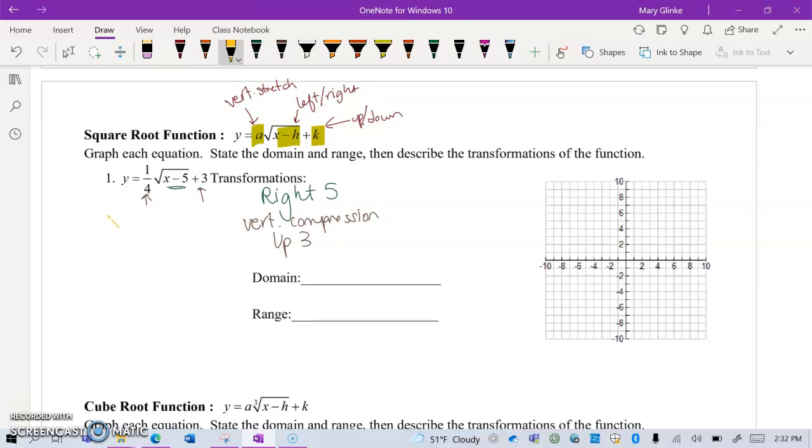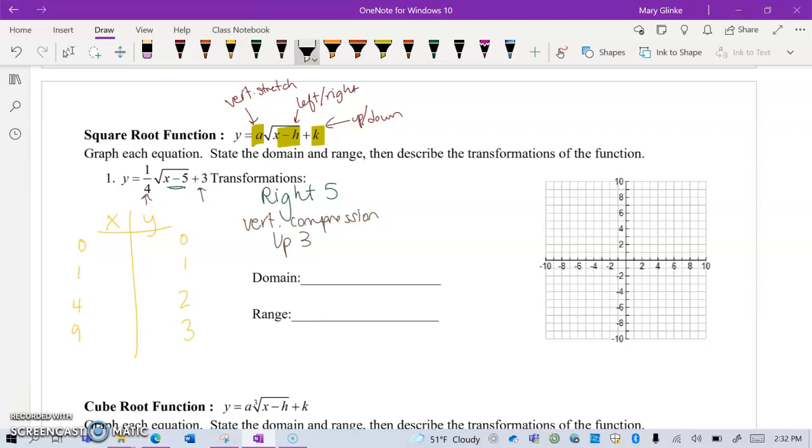Normally, my table of values for a square root function is going to be 0, 1, 4, and 9 for my x's, because they're nice to square root, and 0, 1, 2, and 3, because that is the square root. But that was before we're moving them all around. So now we need to start actually moving them left, right, up, down, and stretching them.